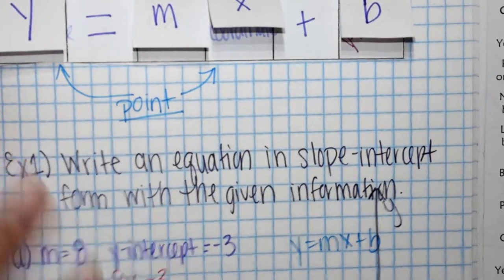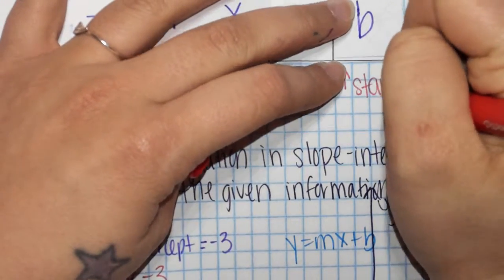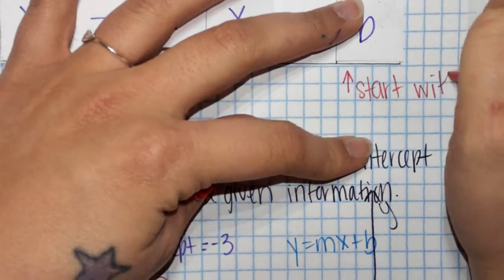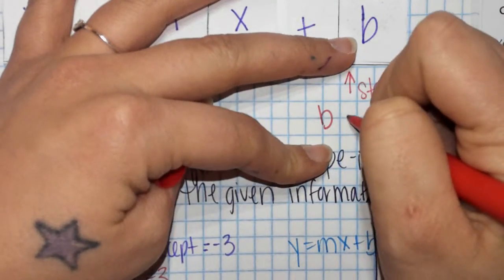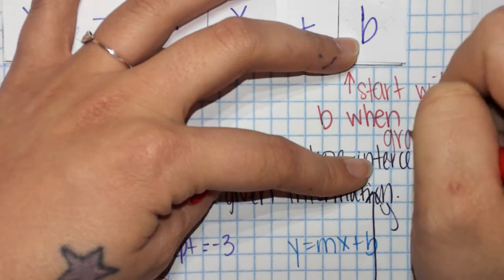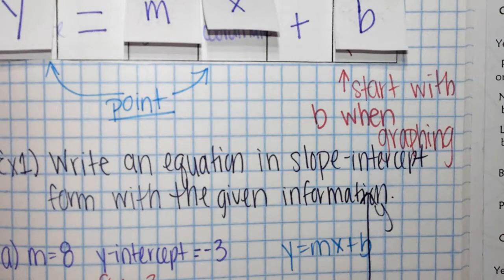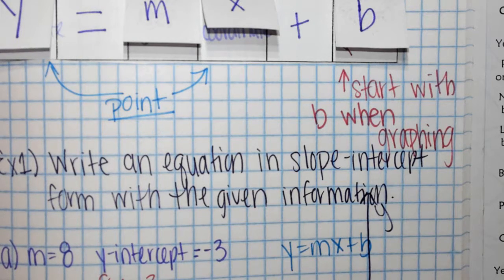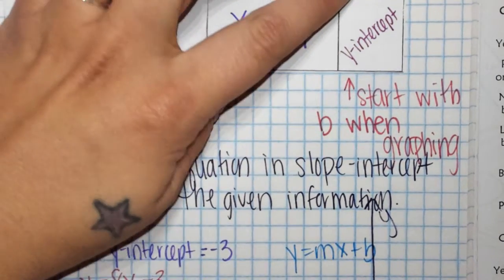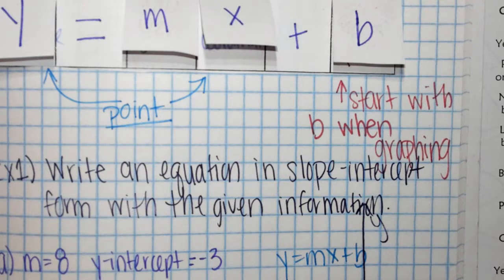So, right here, I want you to please write: start with B when graphing. So what does that mean we're going to start with? What is B? The y-intercept. And if you don't know what B is, can't we open our flappy and it tell us? That's the magic of the foldable. If we're ever confused, it tells us.